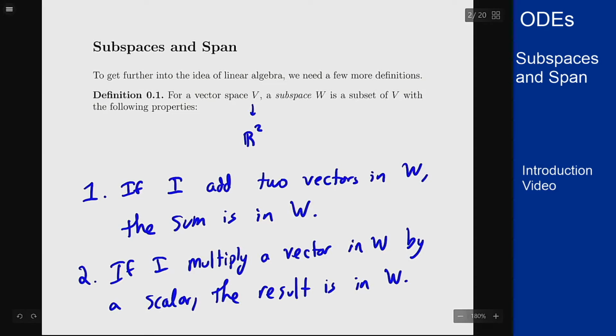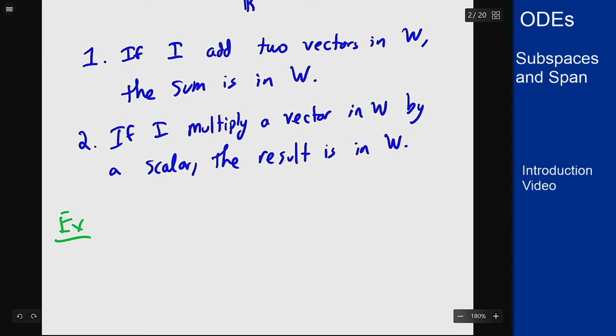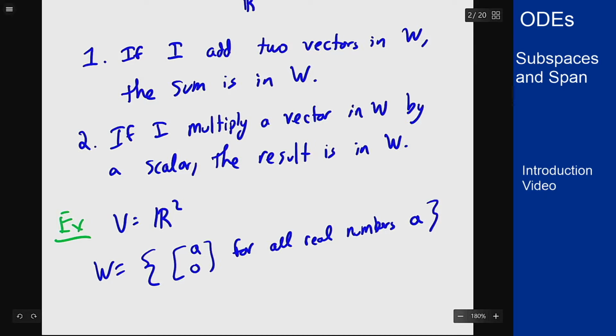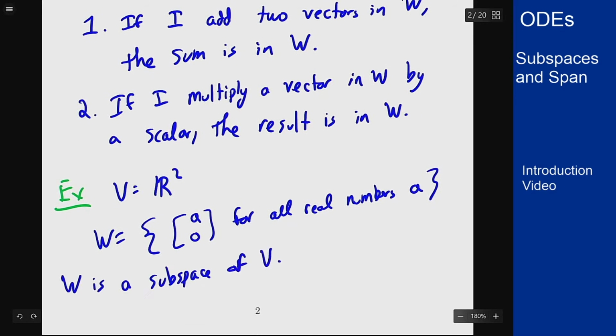As one quick example of this, if I take my V to be our two-component vectors, and let W be the set of all vectors of the form (a, 0) for all real numbers a, that is a subspace of V. How do we know that? Well, if I take any two vectors of this form, (a, 0) and (b, 0), and add them up, I get a number on top and a 0 on the bottom, so it fits into the form of W. Multiply this by a scalar, I get the same result.